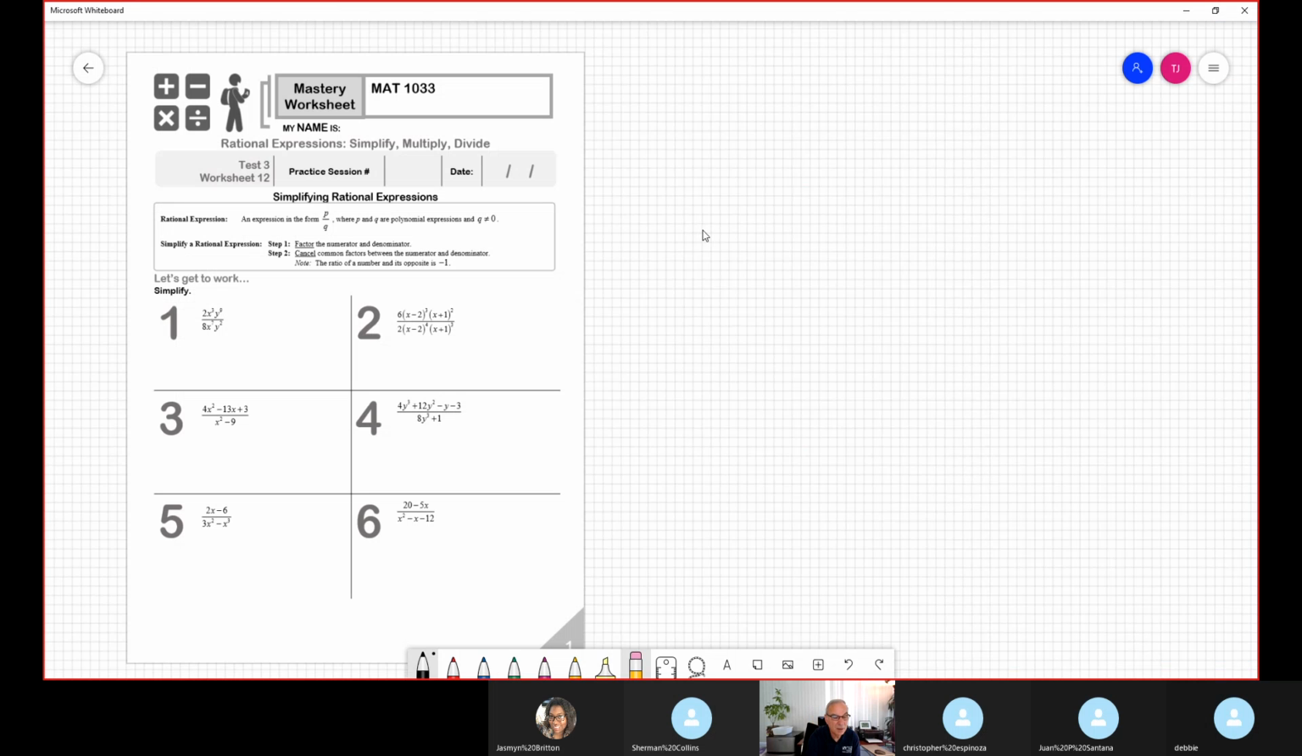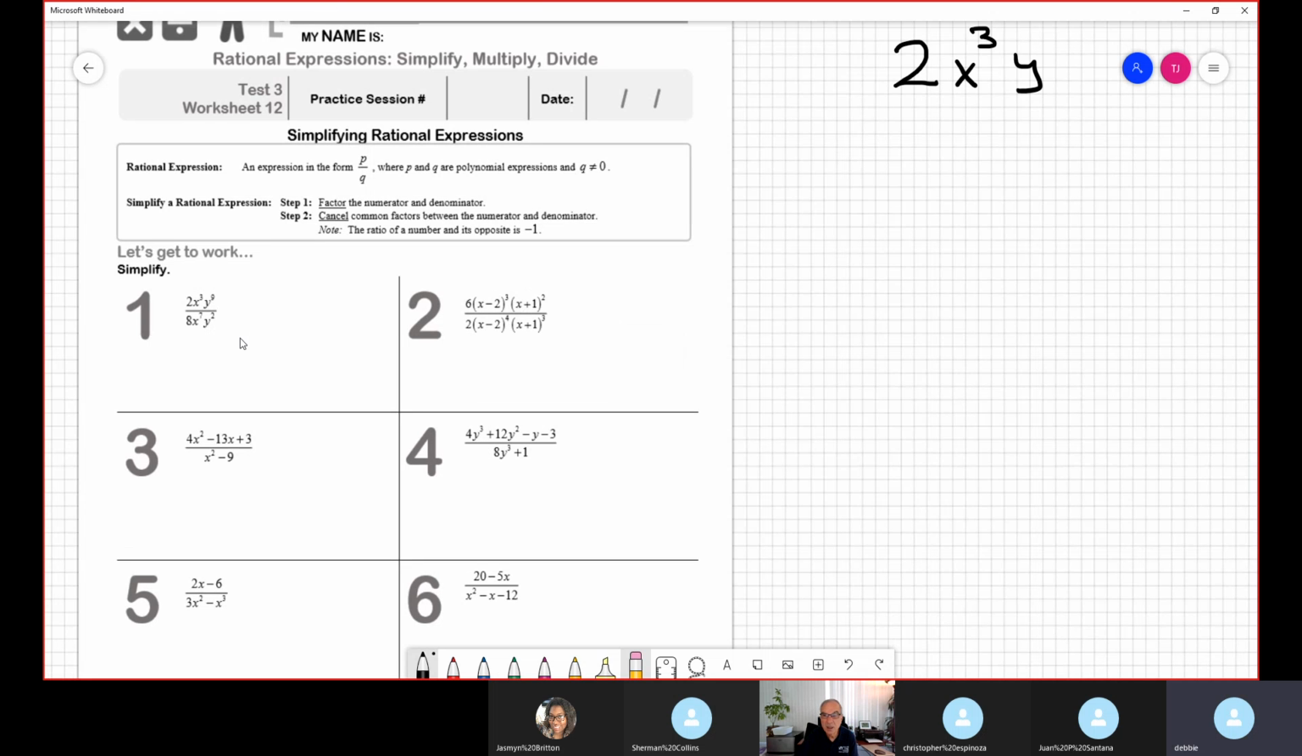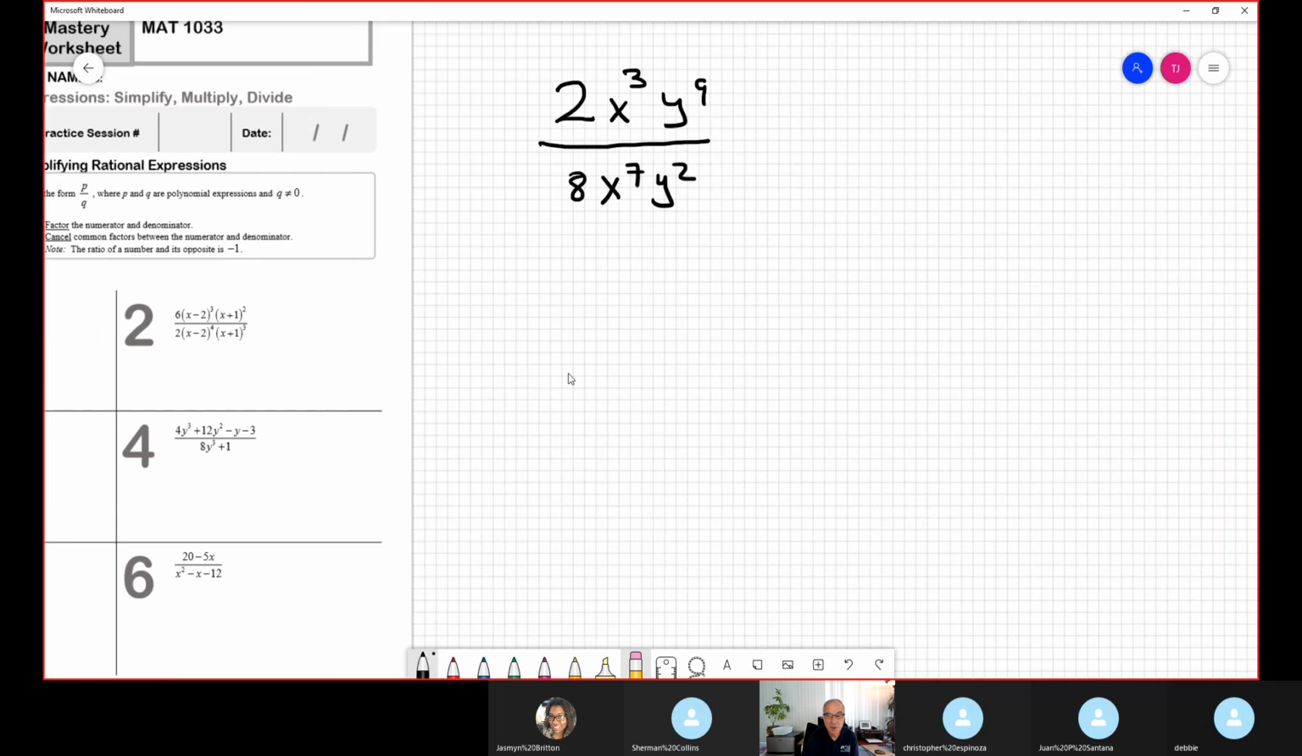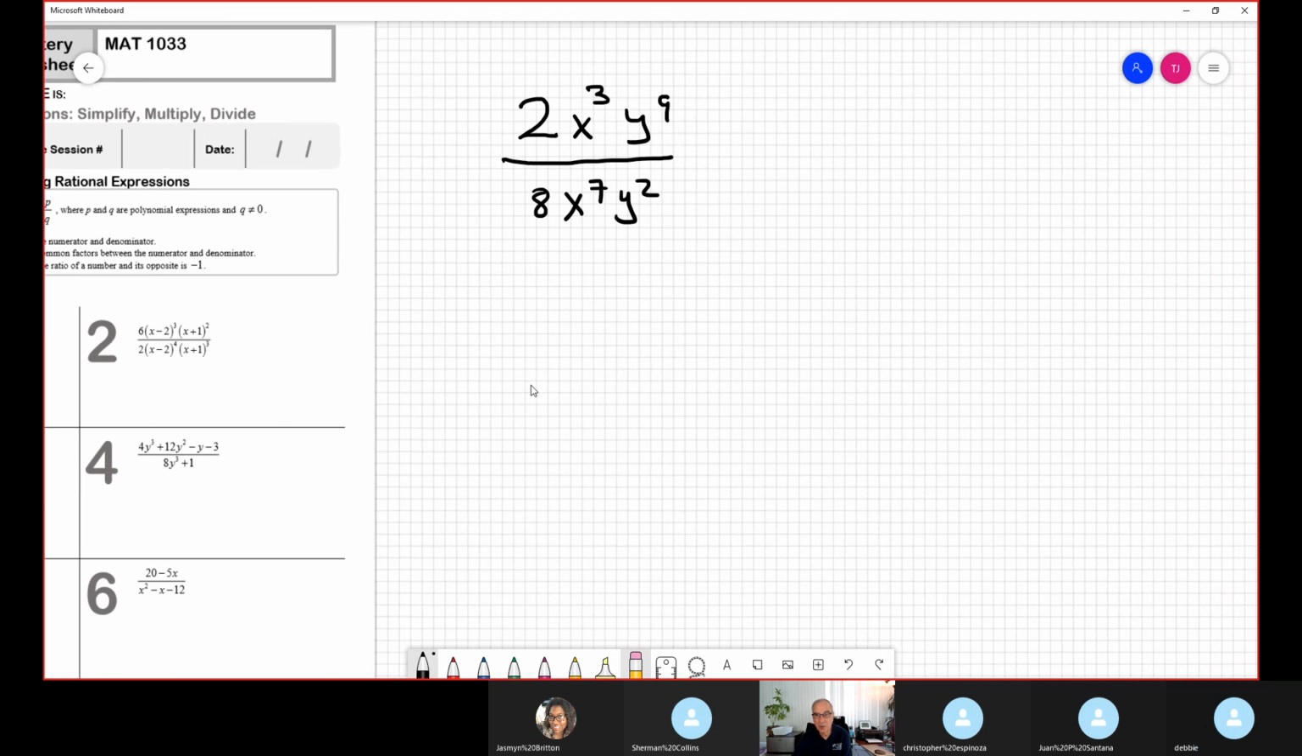Okay, it's simplify fractions. It's easy. Look, number one is 2x cubed y to the ninth, divided by 8x to the seventh y squared. Make it zoom, I don't see very well. Okay, now you know very well: when you have any variable or expression divided by itself, it cancels out. Cancel out is the same as saying it's 1, and 1 is invisible.